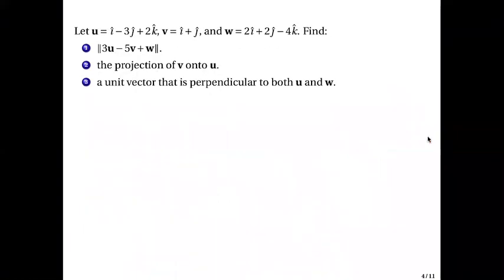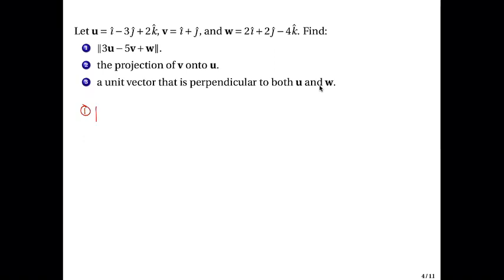Next problem here, we have the vectors u, v, and w. For the first part, we want to find the magnitude of 3u minus 5v plus w. Second part, we need the projection of v onto u. And the third, a unit vector that is perpendicular to both u and w. So this is purely computation, and everything will be straightforward.